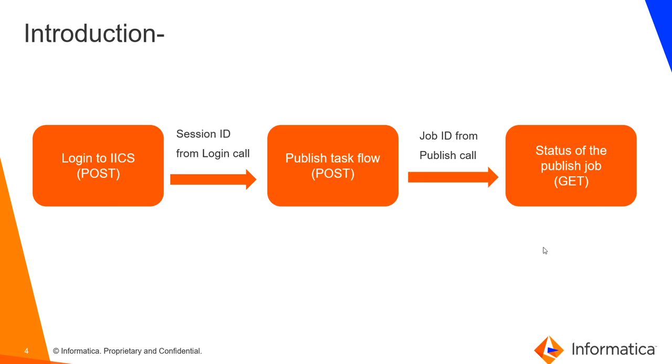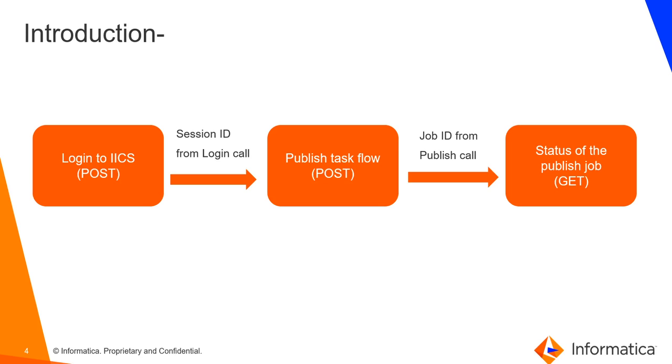We will understand how this flow works. First, you need to log in into IICS using a post call. In the post body, you will need to provide username and password, and in the URI, you will provide your login URL. And to publish the task flow, you need to use a post call. In the body, you will provide the name of the task flow, the path of the task flow, and any other attributes required. And here in headers, you will need an additional header, that is session ID, and this session ID you can get from the response of the previous login call.